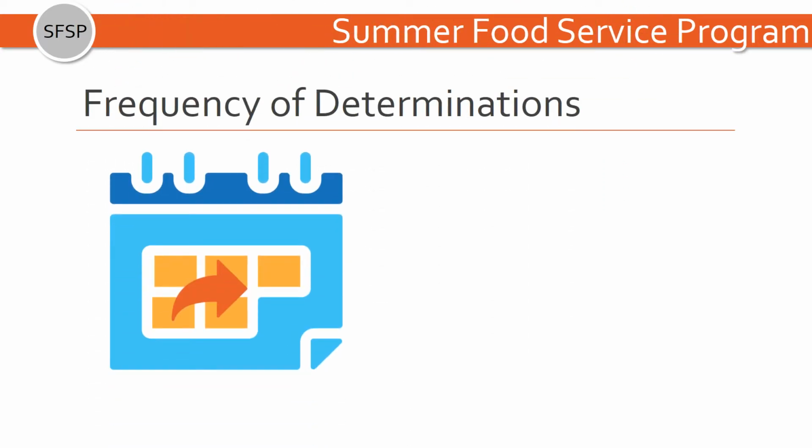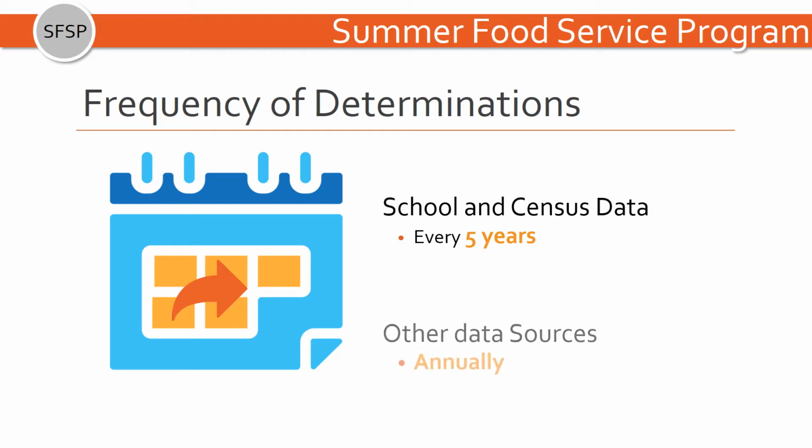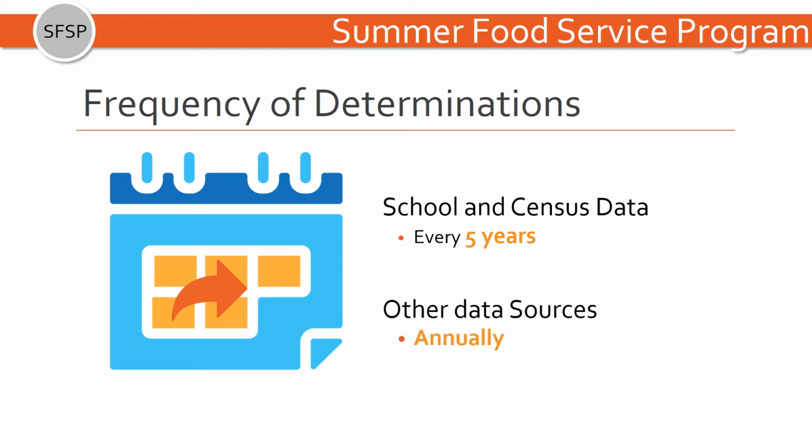In an effort to provide consistent administration across program lines to state agencies and SFSP sponsoring organizations, sponsors of sites determined to be area eligible based upon school and census data are only required to submit documentation every 5 years. Sponsors using other sources, including household applications, must document site eligibility annually.